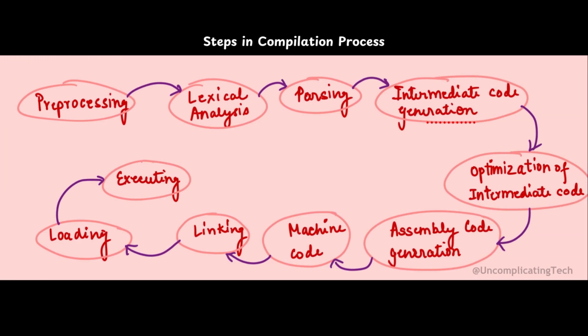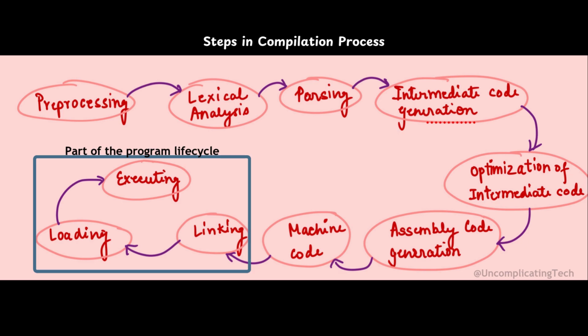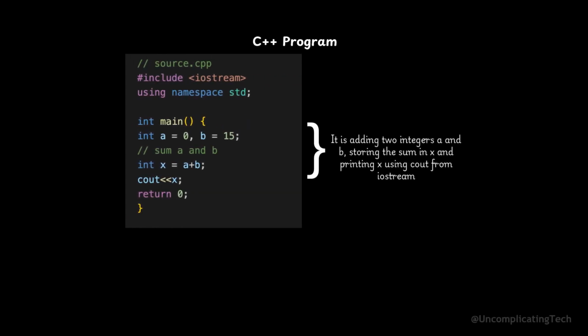These are the steps in the compilation process. Technically, the compilation process ends with the generation of machine code. Steps like linking, loading, and execution belong to the broader program lifecycle.